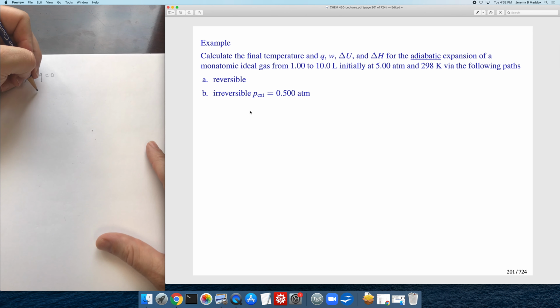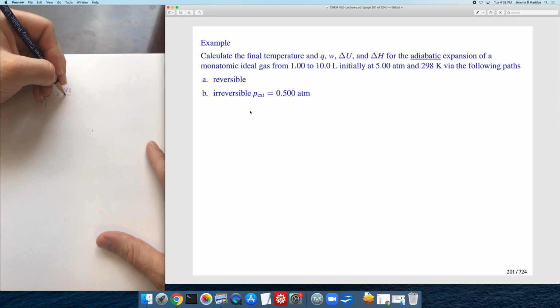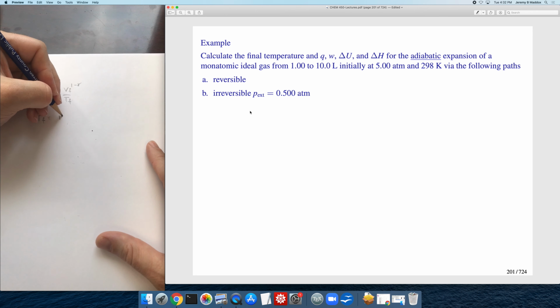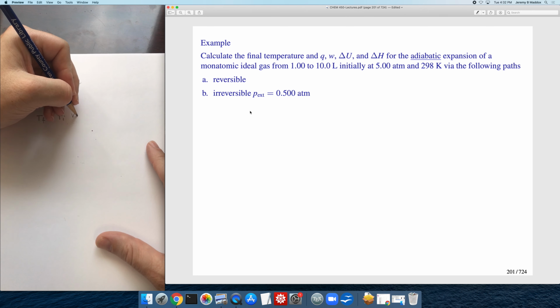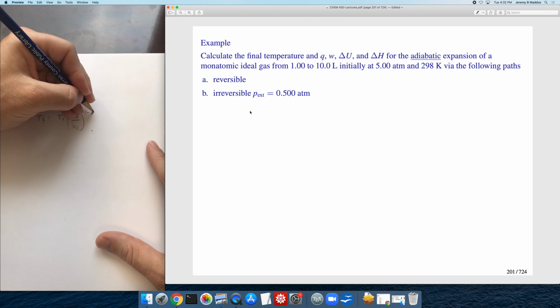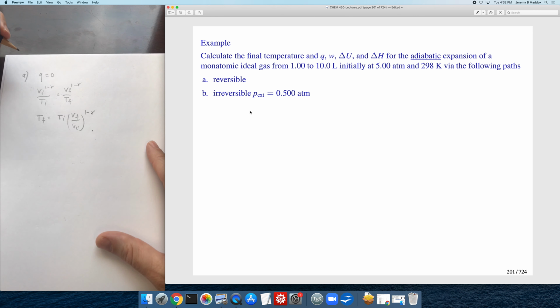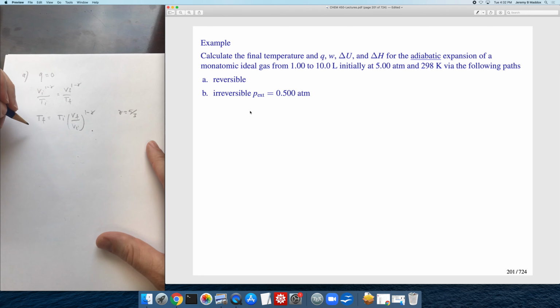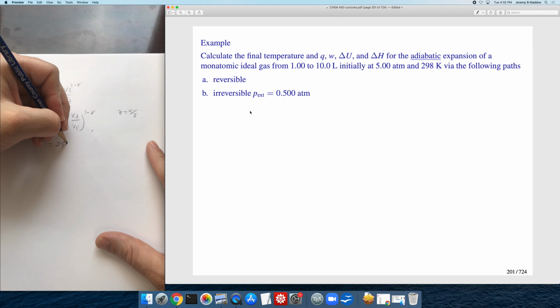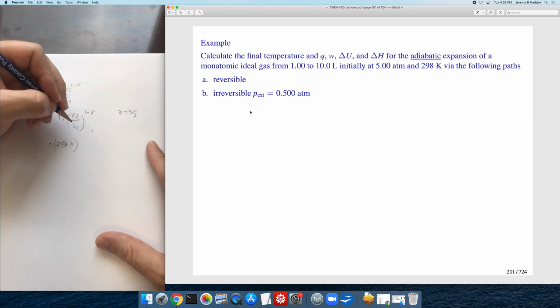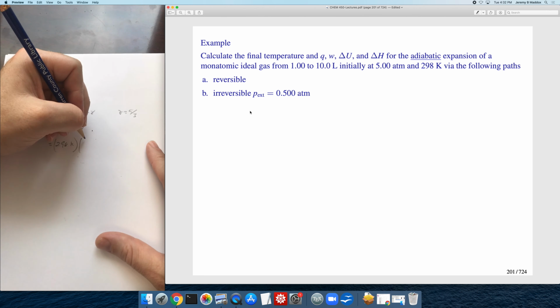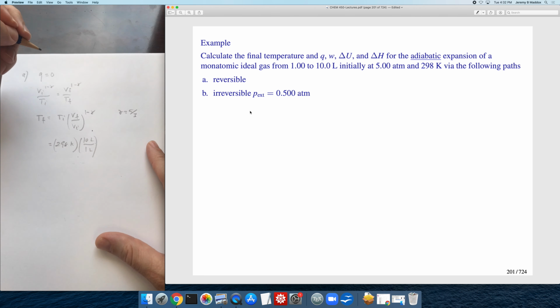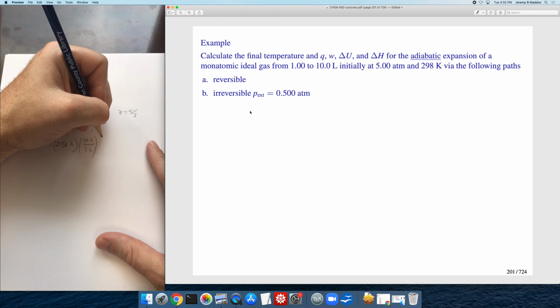So we're going to have to use this non-isobaric version of Charles' law, and solve for the final temperature. All right, we're dealing with a monoatomic ideal gas, so gamma equals 5/3. So we've got 298 Kelvin, final volume 10 liters over 1 liter. That's to the 1 minus 5/3 power.